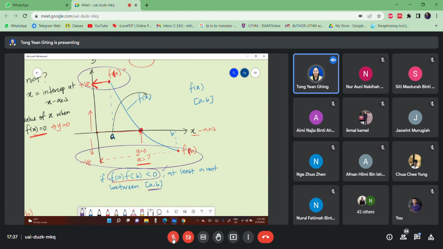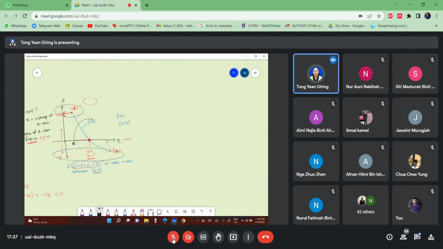It can be many, we don't know, because now I put the graph like this. The graph for a non-linear equation can be like this, for example. It can be like this. If it is like this, it can have two, depending on the non-linear equation. But there is at least one root between that interval.